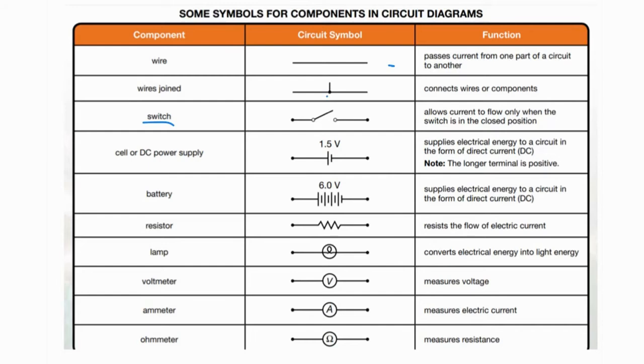When we talk about a cell or a DC power supply, we draw it with a long line and a little line. The little line is the negative side. The large line is the positive side. That's how we draw a cell. A battery is a combination of cells.